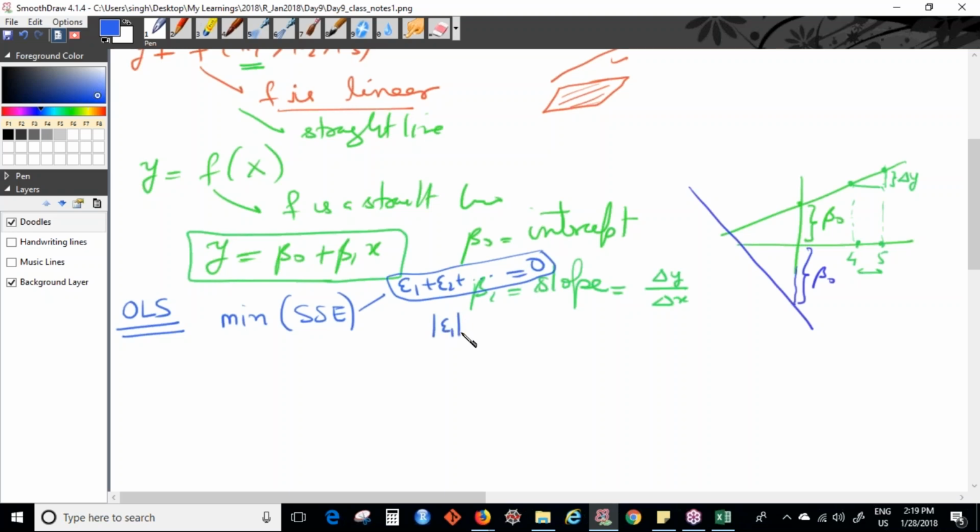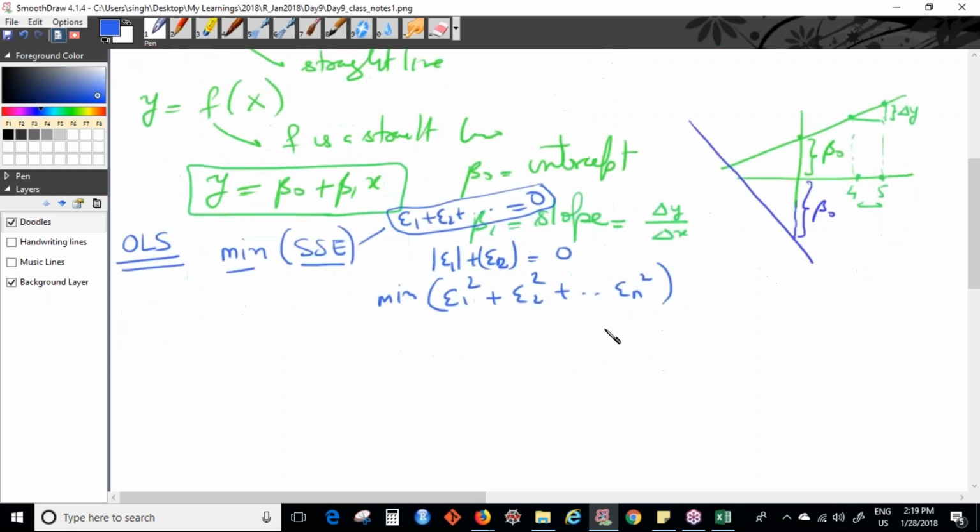Mod also we cannot take. We cannot take the mod because this might lead to multiple different lines as the solution. But we want a single line as the solution. Hence we square the errors and then we try to minimize that quantity. We try to minimize this particular quantity, the sum of squared errors.